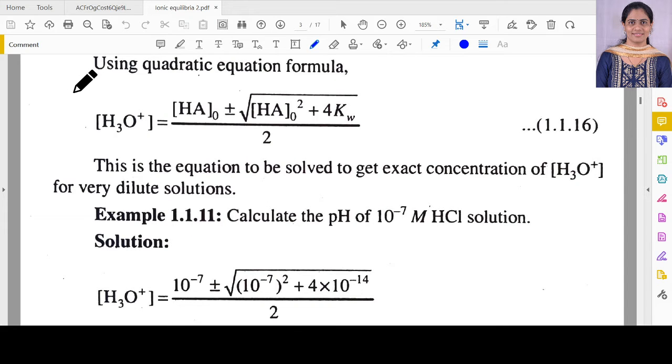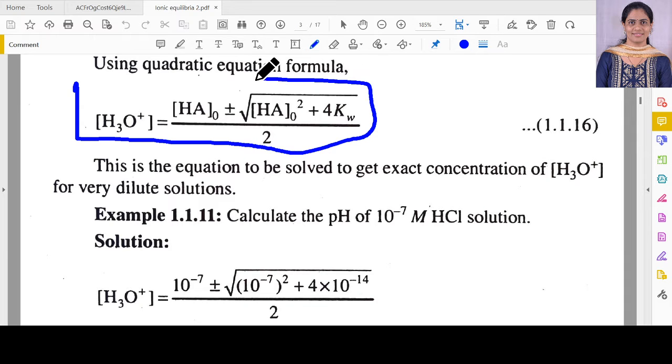So using this equation, the H3O plus ion concentration, that is the H plus ion concentration, you can determine by knowing the concentration of the undissociated acid: H plus equals minus C plus square root of the concentration squared of that undissociated acid plus 4 into the ionic product of water, divided by 2. Okay, so using this equation you can calculate the pH value of a very diluted acid solution.